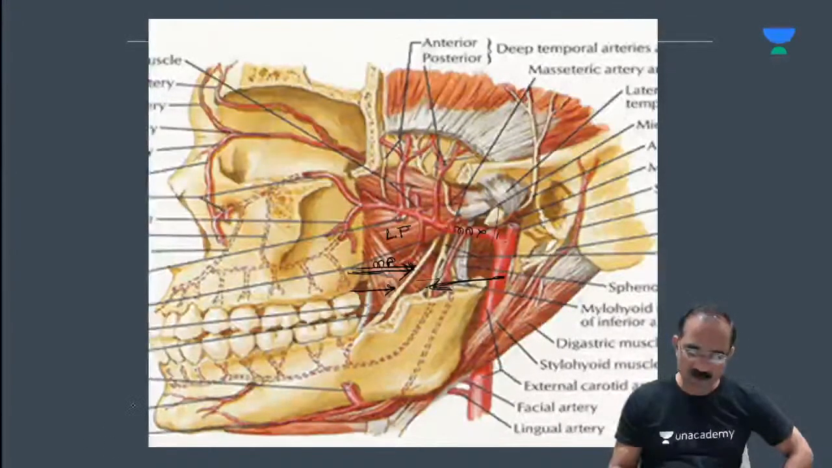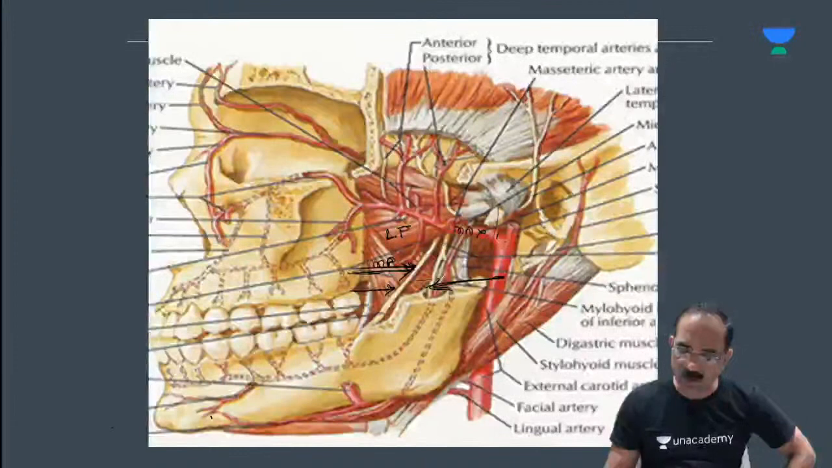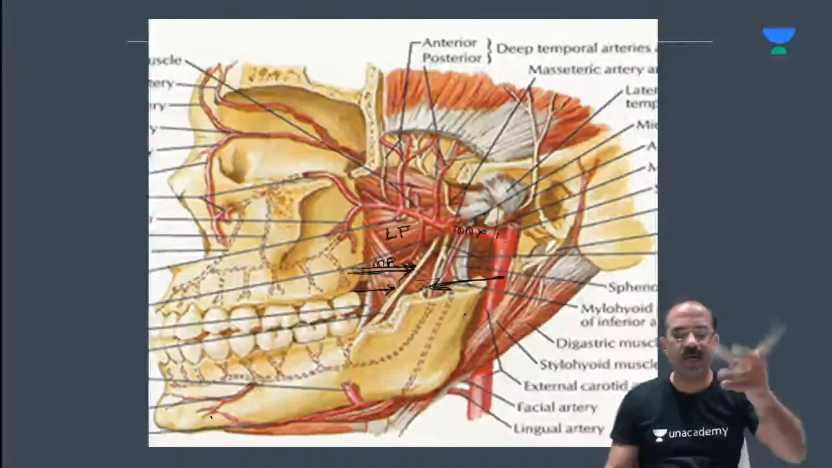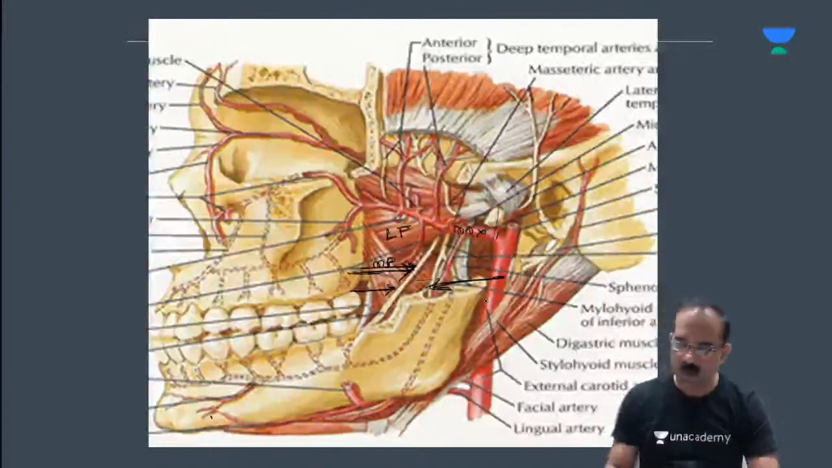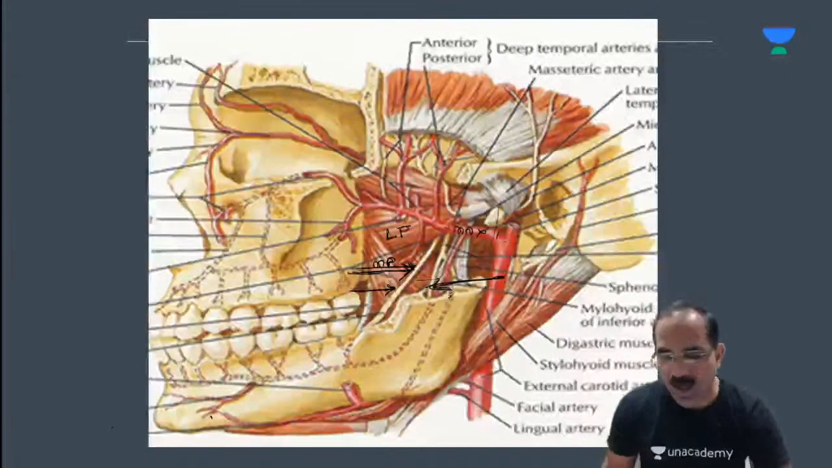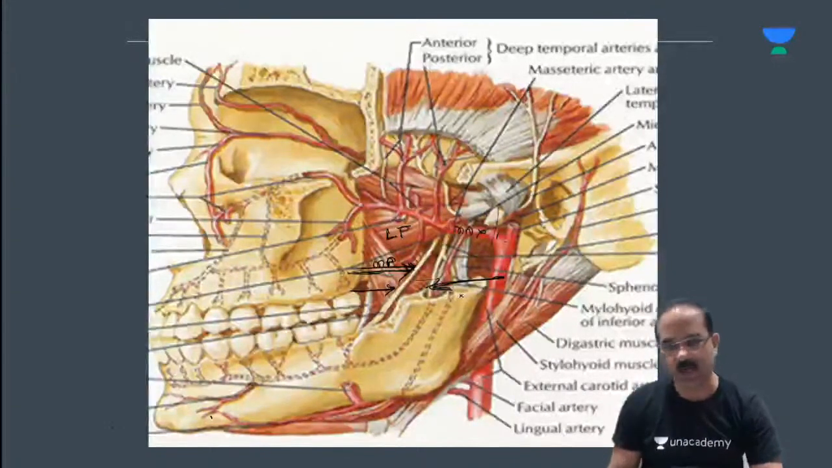And how do you identify this inferior alveolar nerve? Because it is going into the mandibular foramen. That's how we identify the inferior alveolar nerve, students, because it enters the mandibular foramen along with the inferior alveolar artery. So that's the inferior alveolar nerve.